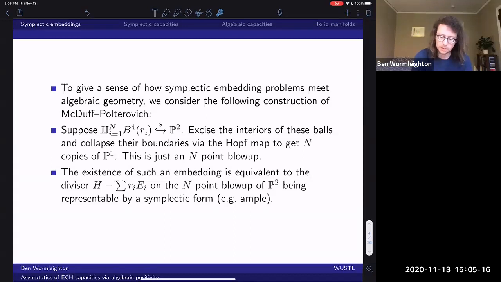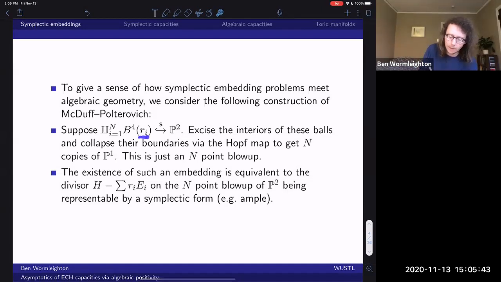So let's consider this construction of McDuff-Polterovich. Suppose we have a symplectic embedding of a disjoint union of balls into the projective plane P2, so a ball packing. If you excise the interiors of these balls, then collapse their boundaries via the Hopf map, we're going to get n copies of P1. And this topologically is just the blow up in n points.